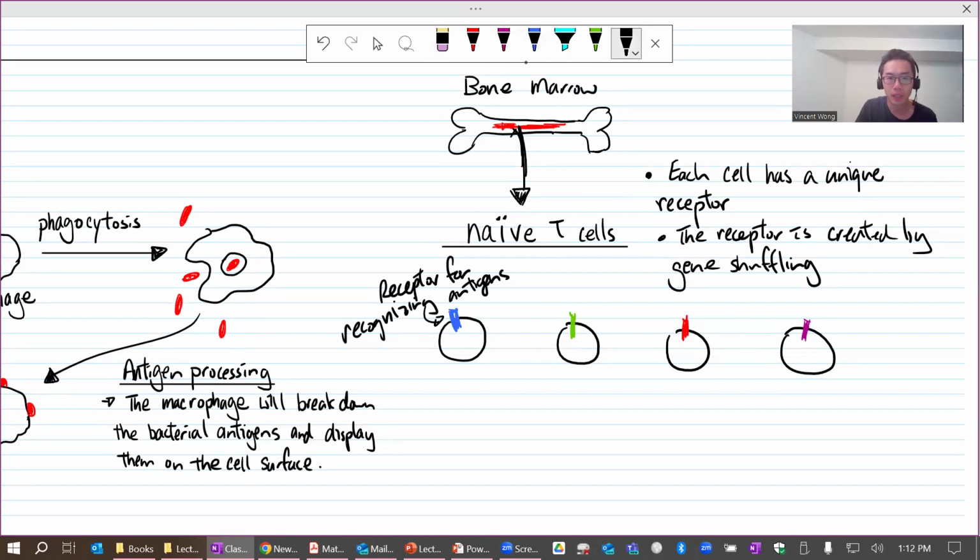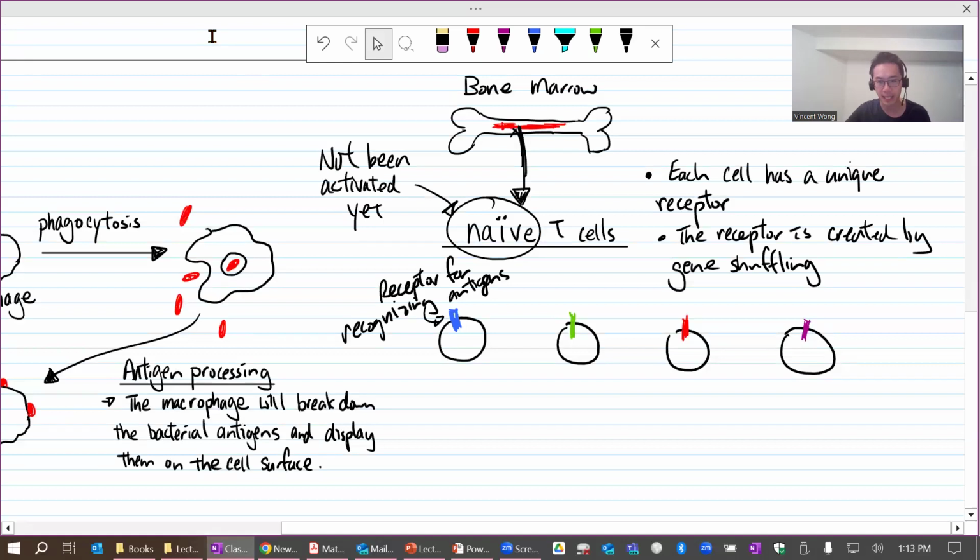Now, another quick word, naive. Naive means they have not been activated yet. When we say someone is naive, it's like kids are so naive, they don't know the dangers of the world, right? It's kind of like that. The naive T cells, they haven't been exposed to the pathogens yet. So they are naive. They're not ready to fight yet.